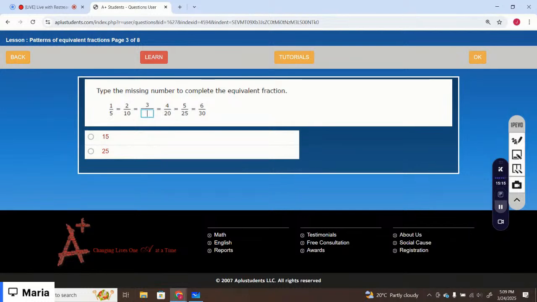Type the missing number to complete the equivalent fraction. So which number is missing? Very good. That is 15. Option number 1 is the correct option.